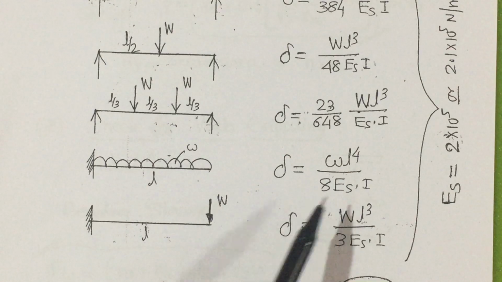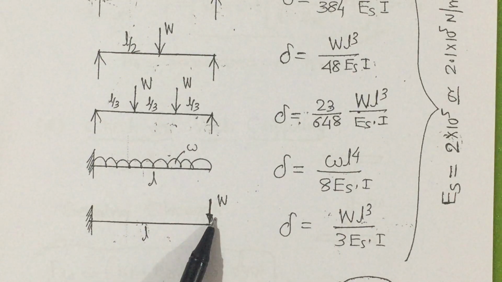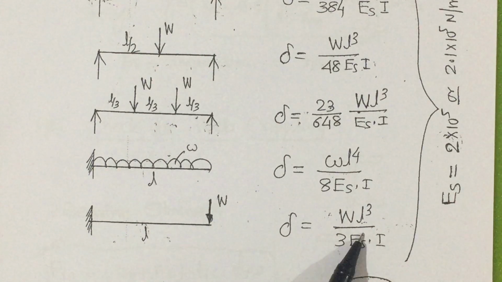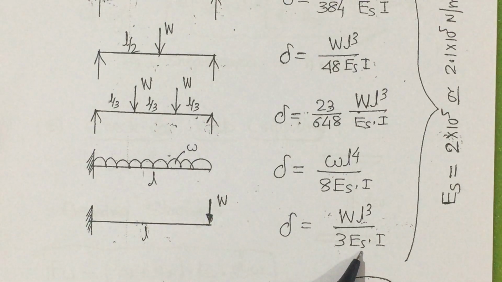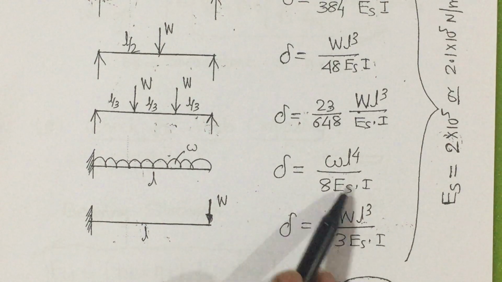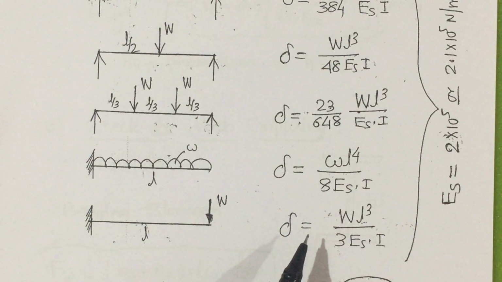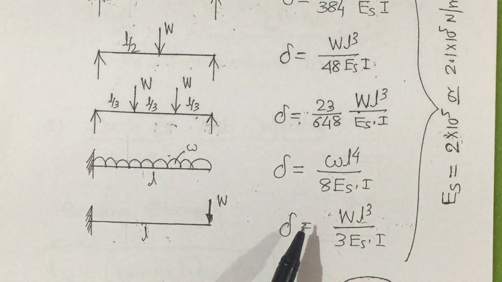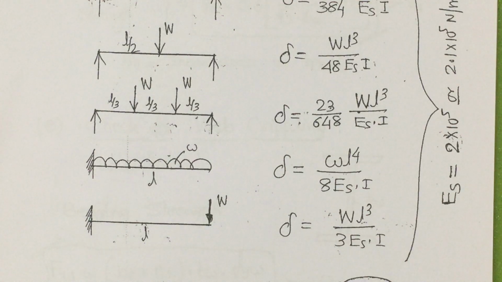8 EI. Then for a cantilever beam with a point load acting at the free end, delta is equal to WL cube divided by 3EI, where E is nothing but Young's modulus of the steel here. Usually it is given as 2 into 10 power 5 or 2.1 into 10 power 5 Newton per mm square.